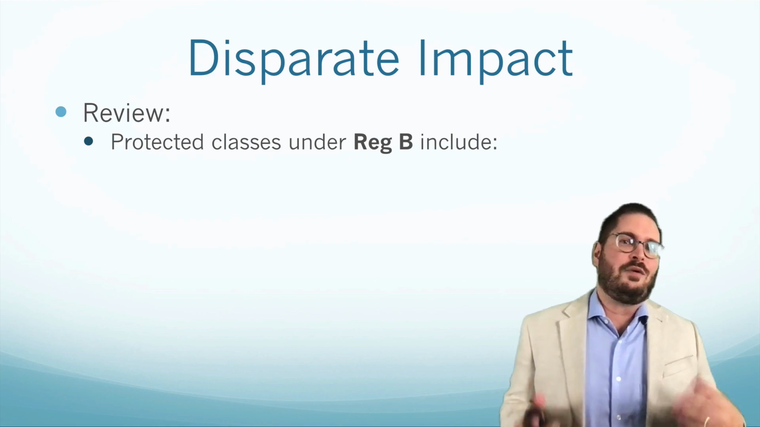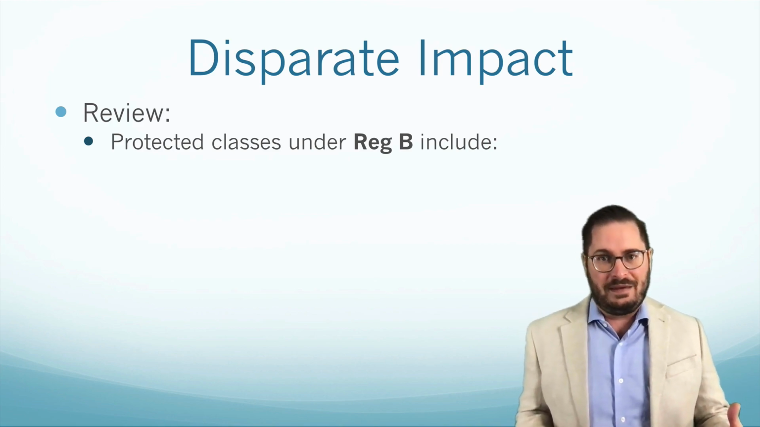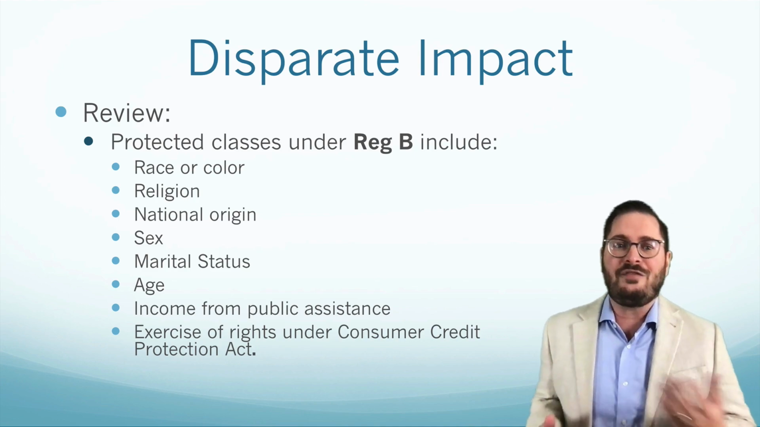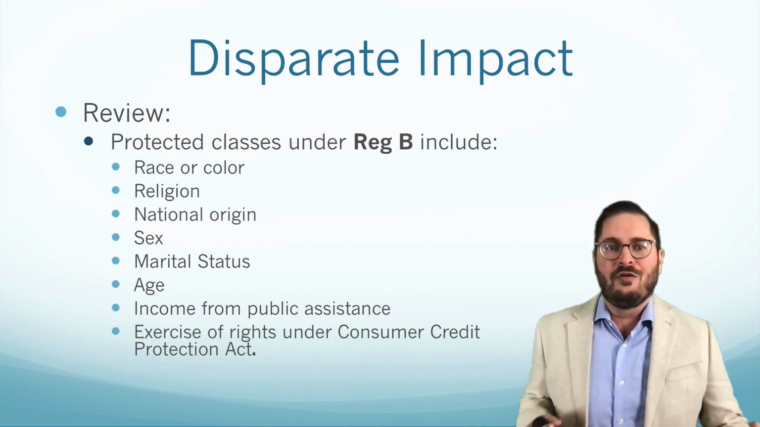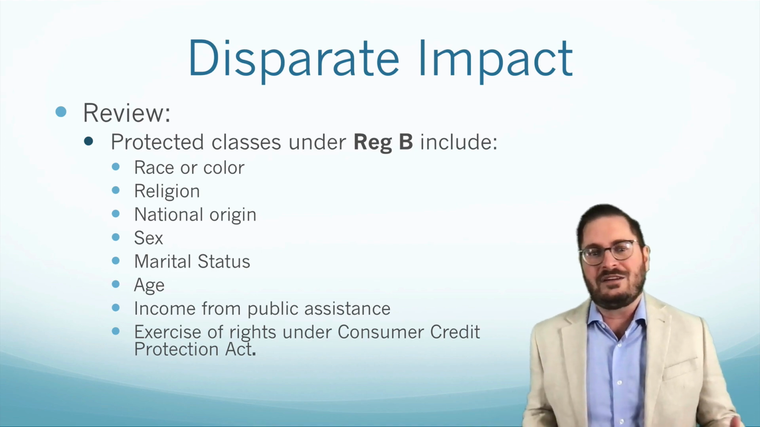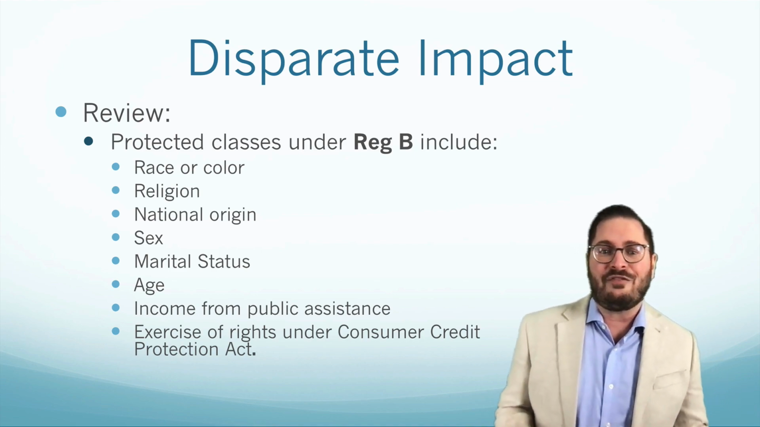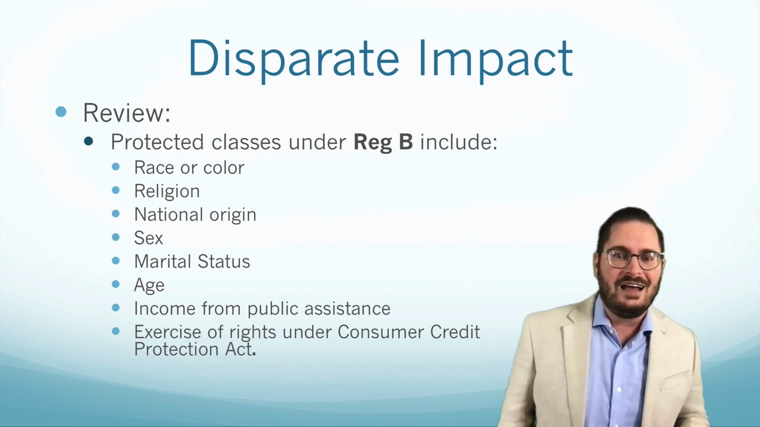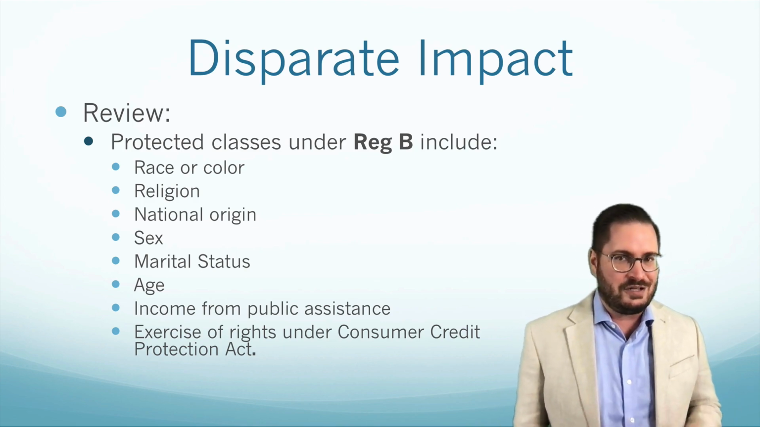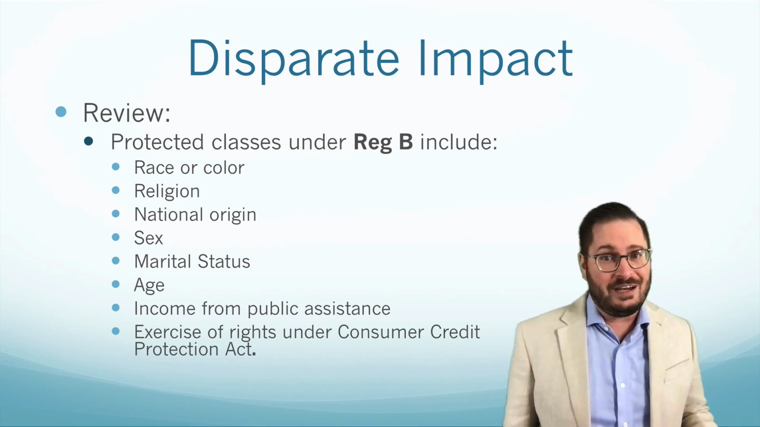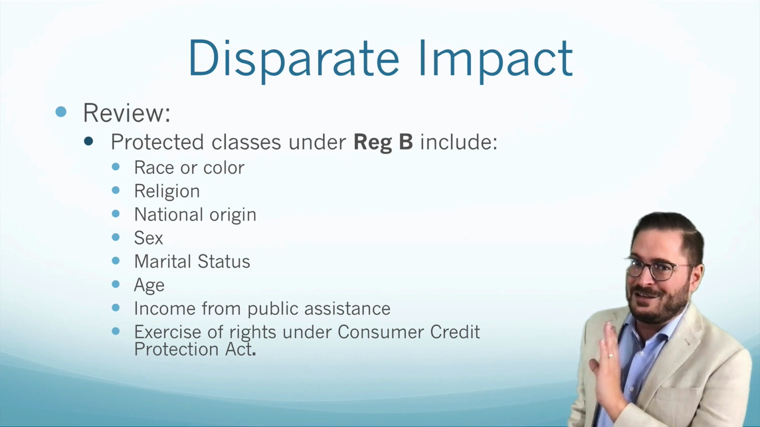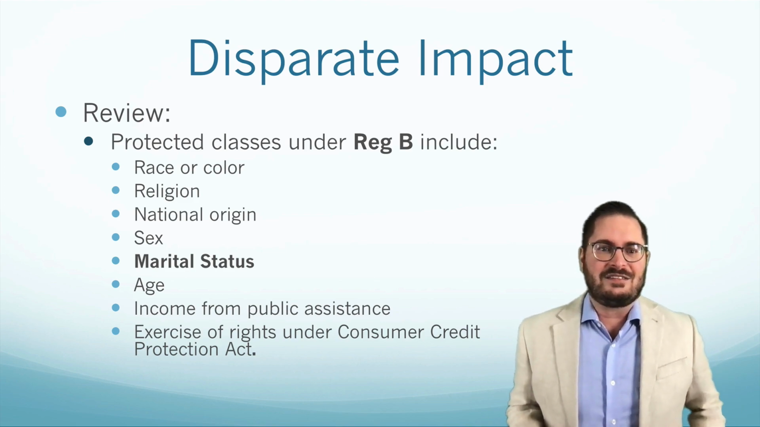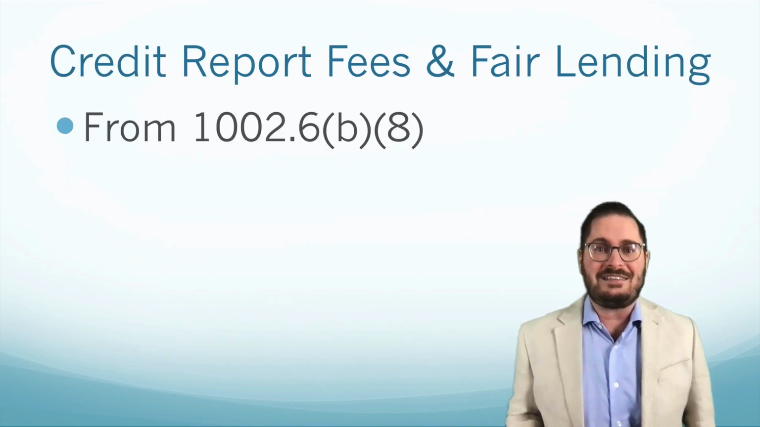Now, let's look at what a protected class is under Regulation B. Of course, a protected class under Regulation B includes quite a few things. It includes race or color, religion, national origin, gender, marital status, age, income from public assistance, and a consumer's right to exercise their rights under the Consumer Credit Protection Act. Now, specifically, our question here relates to what? It relates to marital status. So marital status is a protected class.